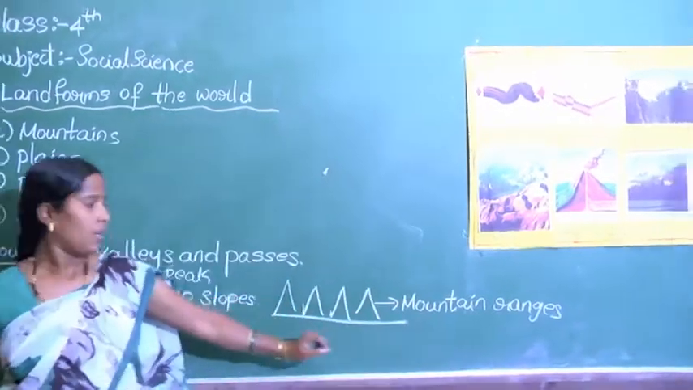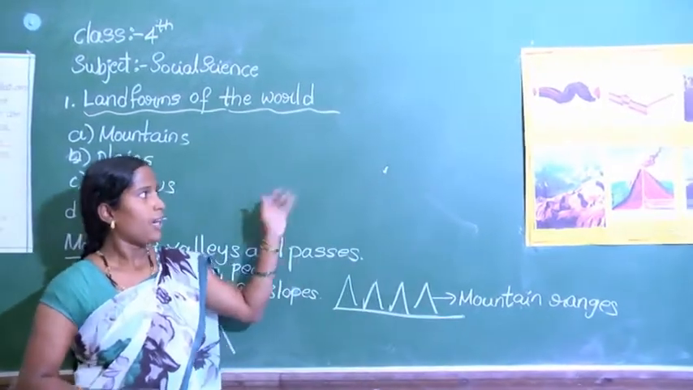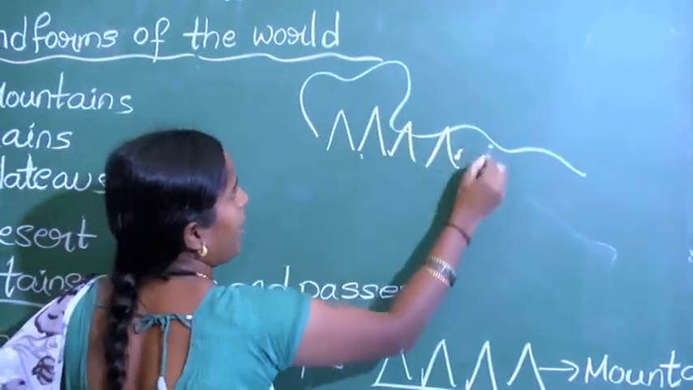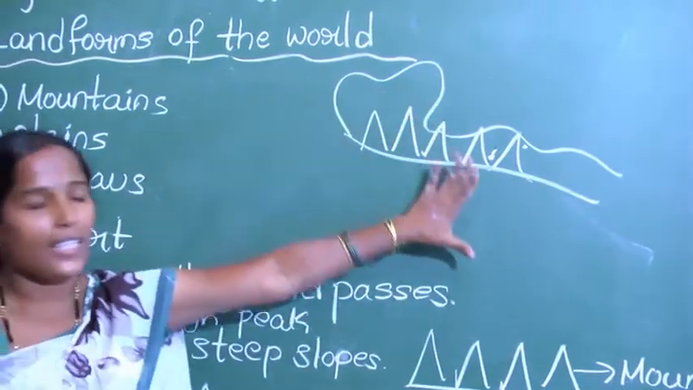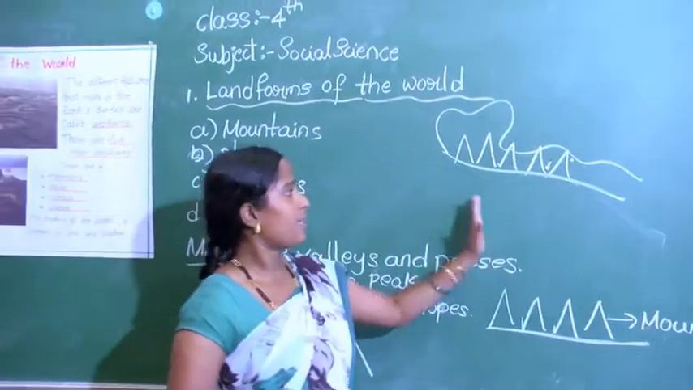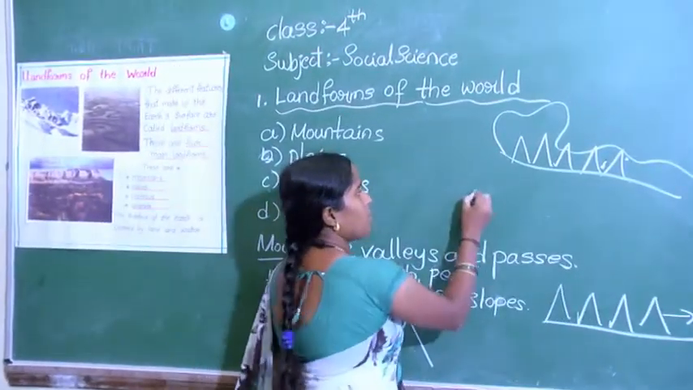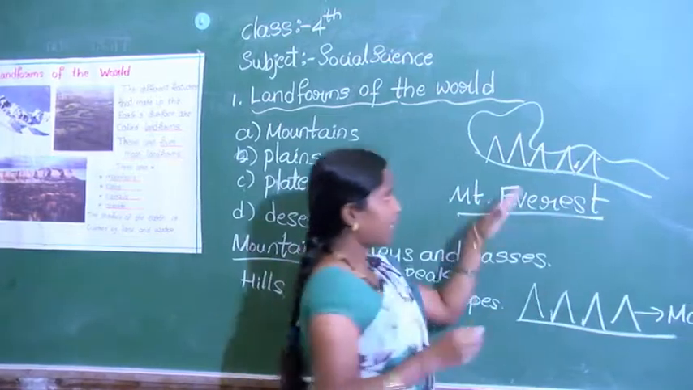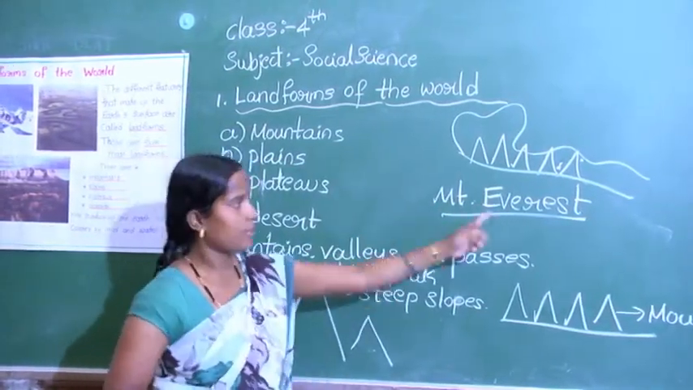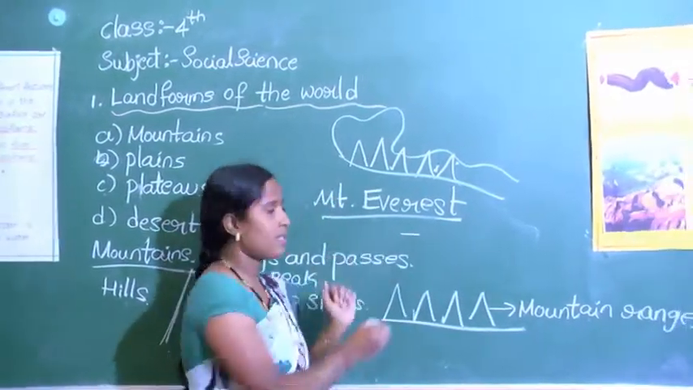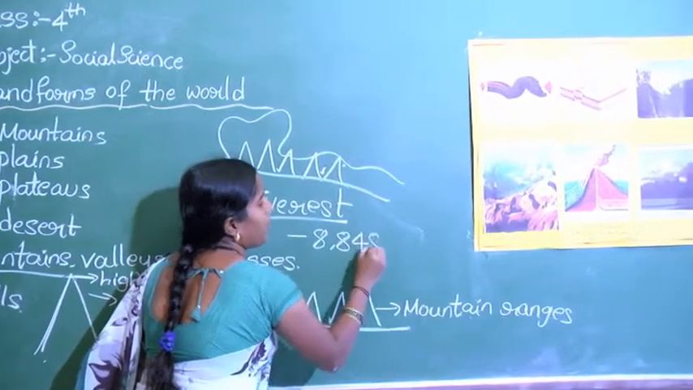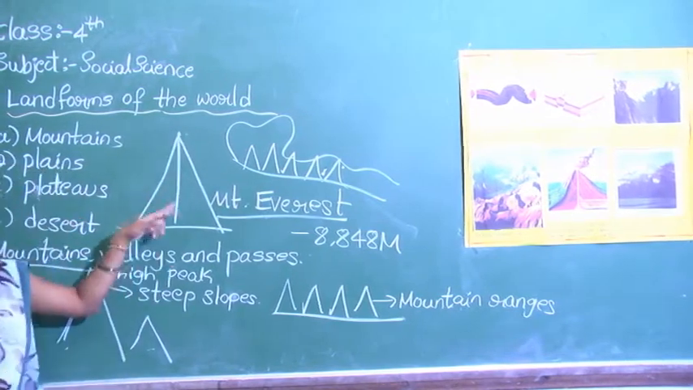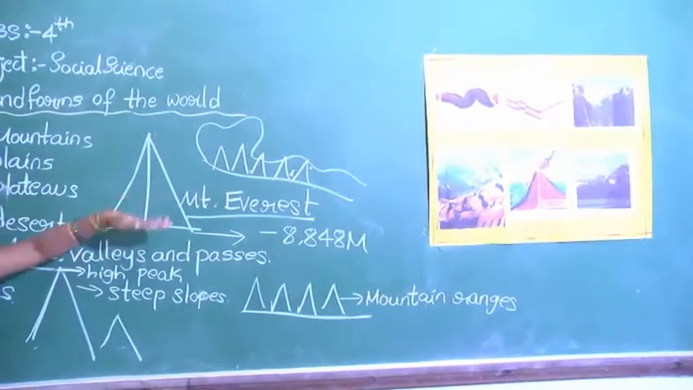This mountain range is located in our India on the north side. This is our India. In the north, we have the Himalayas. The highest mountain is Mount Everest, the highest mountain peak in our world. How many meters is it? It is 8,848 meters from the ground.